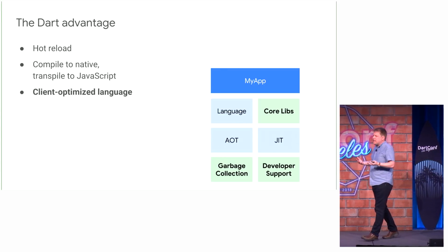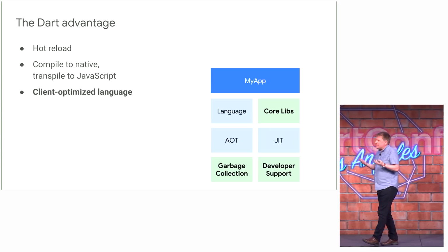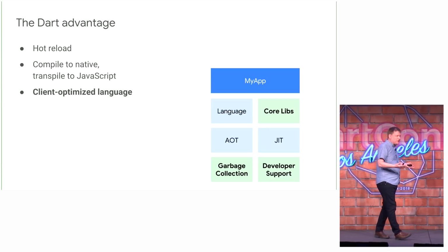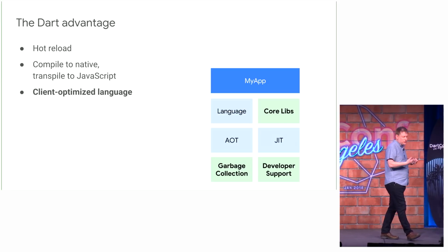And finally, Dart puts all of these pieces together in a single language. It's an open standard. It's published by ECMA, the same body that standardizes JavaScript. Everything's open source. It's all published on GitHub. It's open to inspection and open to your contributions.